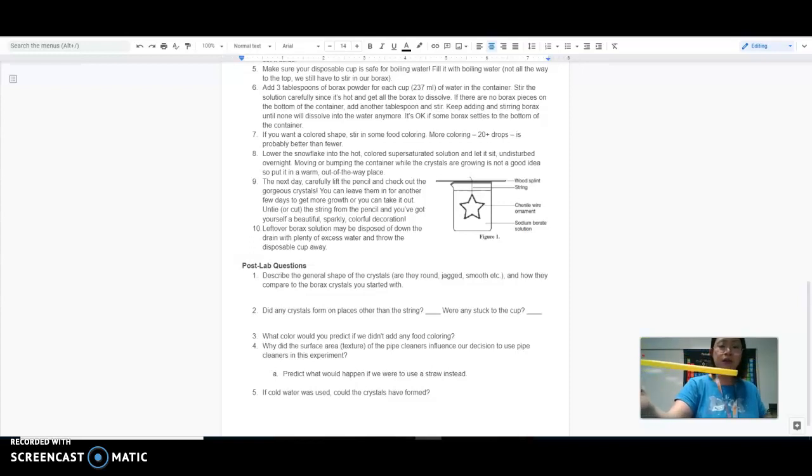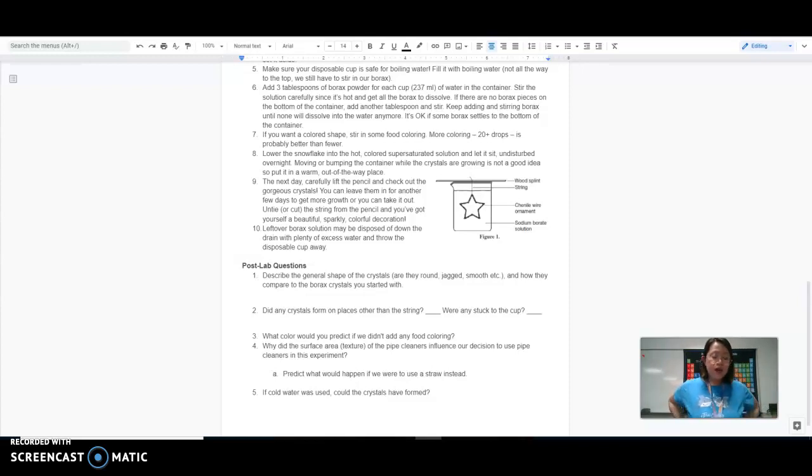And that's because, again, the straw has no texture. It is very smooth on its surface, and because it doesn't have that higher surface area, it's not able to allow the crystals to precipitate onto it, to form on it. So that's the answer for A.